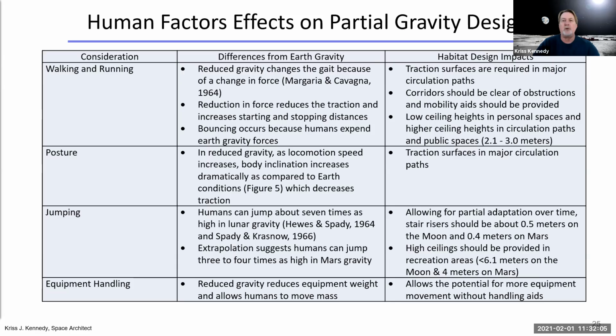So things for you to consider: traction of surfaces, corridors should be clear of obstructions and mobility aids, low ceiling heights in personal spaces, higher ceiling heights in circulation or group gathering areas, traction on surfaces, needing restraints, mobility aids, these kinds of things.